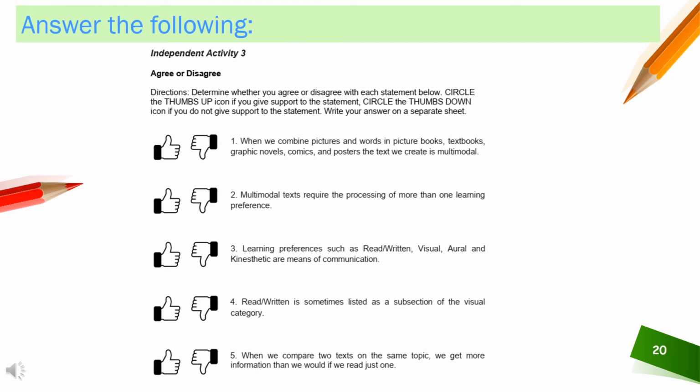For the next activity, we have independent activity 3. Agree or disagree. Directions. Determine whether you agree or disagree with each statement below. So you're going to write thumbs up if you give support to the statement, and you will draw thumbs down if you do not give support to the statement. Please use the same intermediate paper you used earlier.